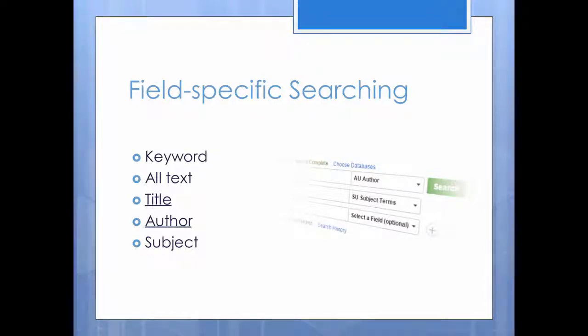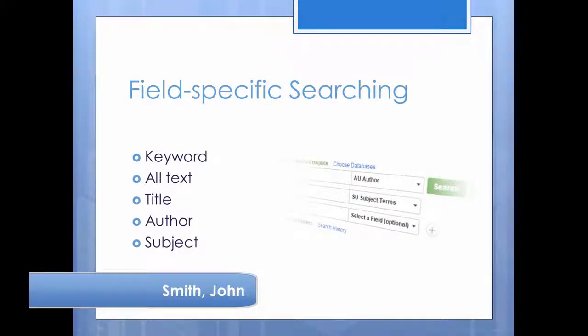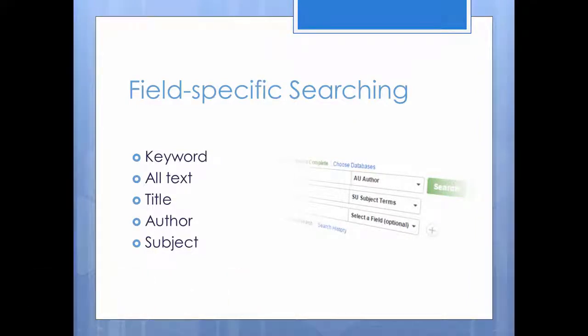The title and author fields are best used when you already know the specific item you are looking for. Enter the first few words of the title and select Title from the drop-down menu, or enter the author's name and select Author from the menu. In some databases, it is necessary to enter the author's last name first, Smith, John, rather than John Smith, so keep that in mind whenever you're searching by author.